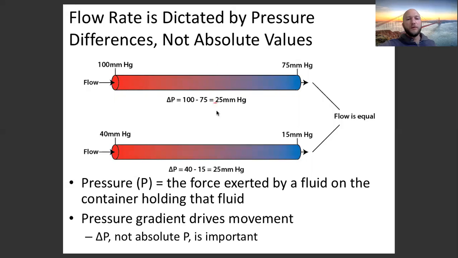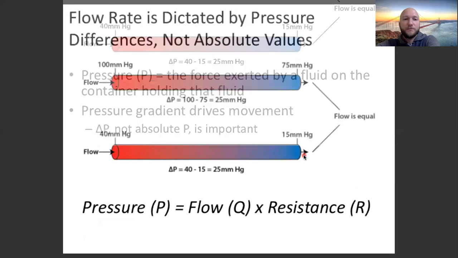Which example will have more blood flow? Faster blood flow? The top or the bottom? They're going to be equal. The top example has higher absolute values. 100 is larger than 40, 75 is larger than 15. But the pressure difference is equal in the two examples, so flow will be equal. Pressure difference, not absolute pressure.